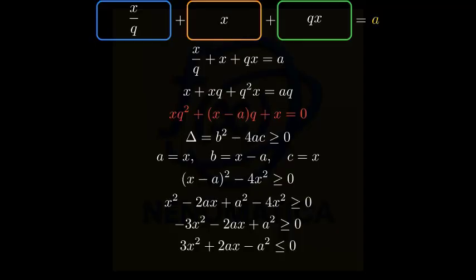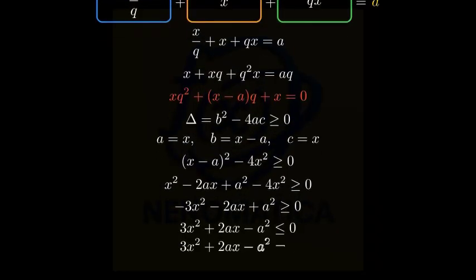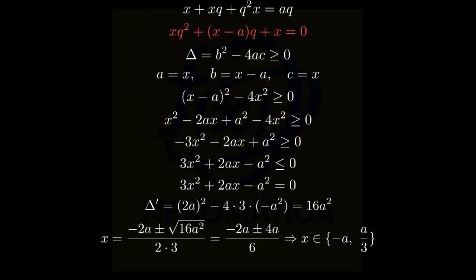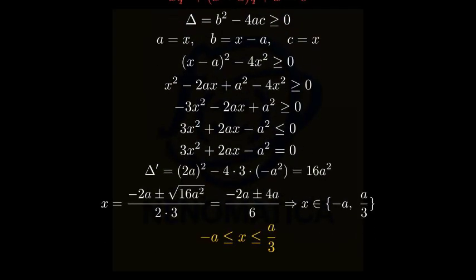Multiply by negative 1 to flip the sign of the inequality. So 3x squared plus 2ax minus a squared is less than or equal to 0. Solve the boundary equation: 3x squared plus 2ax minus a squared equals 0. Using the quadratic formula gives x equals negative a and x equals a over 3. Therefore, x lies between negative a and a over 3 inclusive.